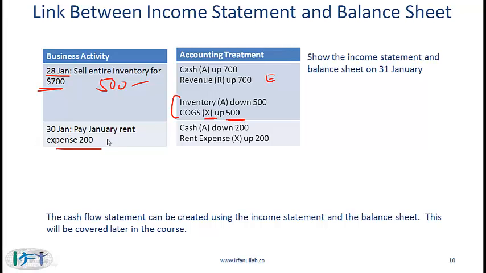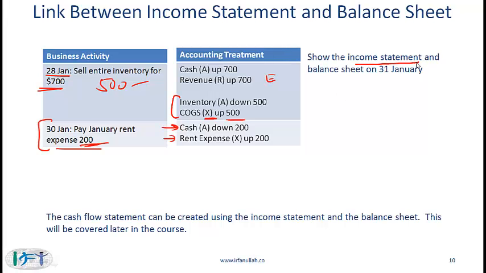On 30th January, he pays the rent expense of 200. So cash, which is an asset, goes down. Rent expense goes up by 200. Notice that for every business transaction, we have two accounting entries. That's why this is called the double entry accounting system.